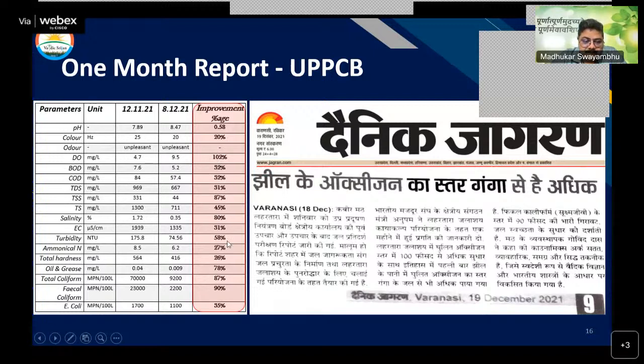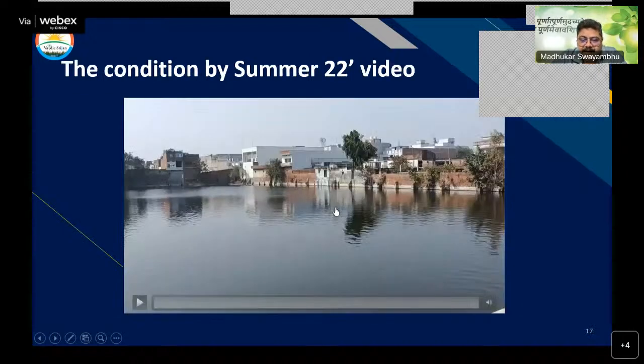While there is a massive correction in almost all the parameters, like fecal coliform, which is the disease-causing bacteria, has gone down by 90%. The total coliform has gone down by 87%. Salinity has gone down by 80%, right? But dissolved oxygen was considered to be the most difficult to attain. And within 1 month, this was the condition which was attained.